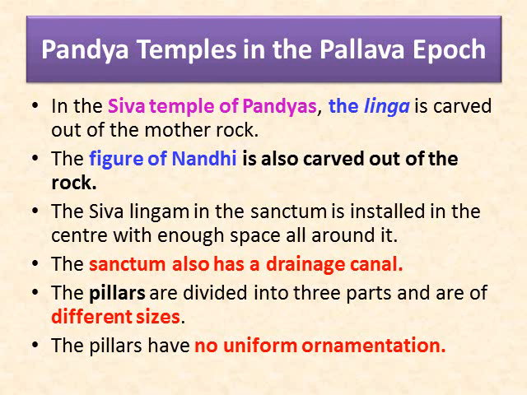It has a drainage canal, maybe for the Abhishekam, for water or milk to drain out. The pillars are divided into 3 parts and are of different sizes. The pillars have no uniform ornamentation. There are no motifs or uniformity in the ornamentation.